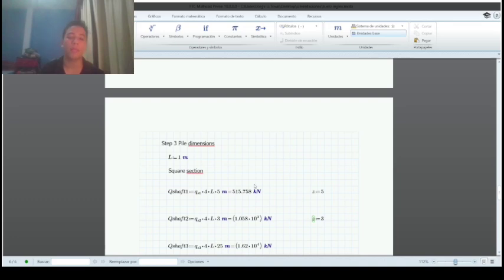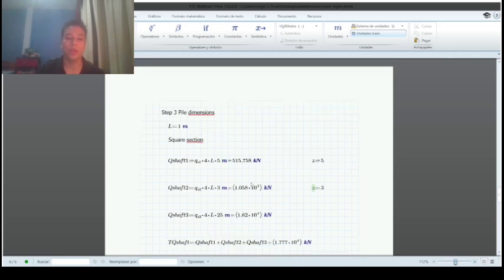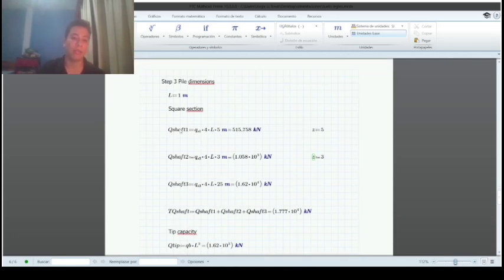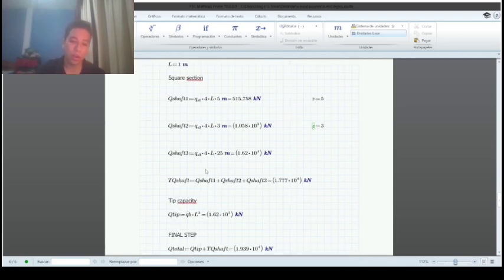Now, pile dimensions. We're going to start with a simple dimension, 1 meter, and it's a square section. So, for all the load of the shaft 1, 2, and 3 by the layers, it's going to be QS1 multiplied by the perimeter cross the depth. Layer 1, 5 meters. Layer 2, 3 meters. Layer 3, we're going to assume that's going to reach the end, so 25 meters. This is the total load of the shaft altogether.